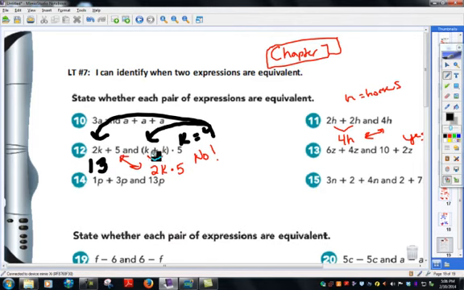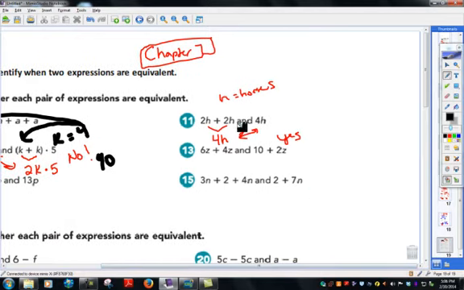4 plus 4 is 8. Times 5 would give us 40. Are those equal? Absolutely not. Whereas this one up here, let's just say h equals 3. We have 2 times 3 is 6. 2 times 3 plus 6 equals 12, right? We take 3 and plug it in here. 4 times 3 equals 12, right? So you can see that they are equivalent.